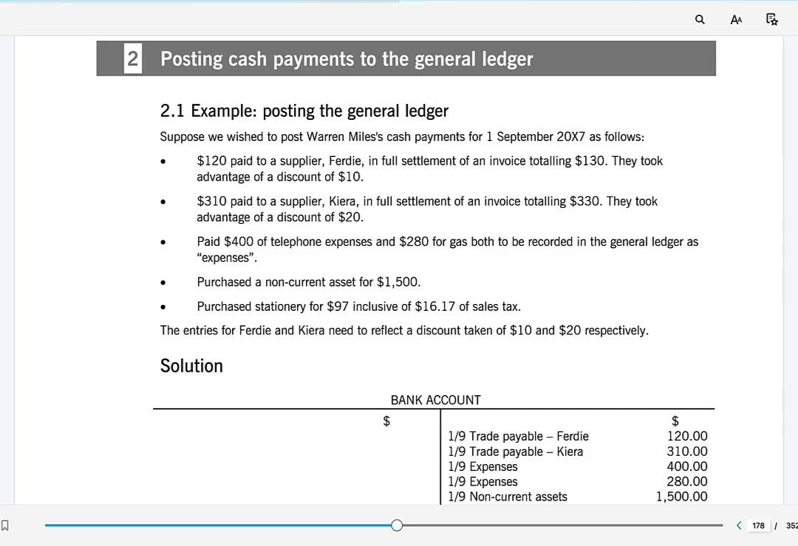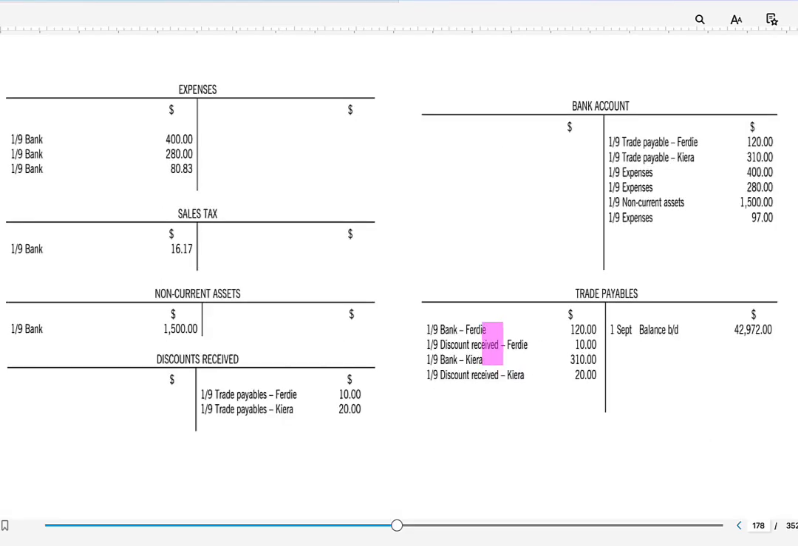Let us understand what happened. The business owed Ferdy $130. The supplier allowed a discount of $10. So the business paid only $120. The payable to Ferdy becomes zero after payment. Now we record it. Step 1.